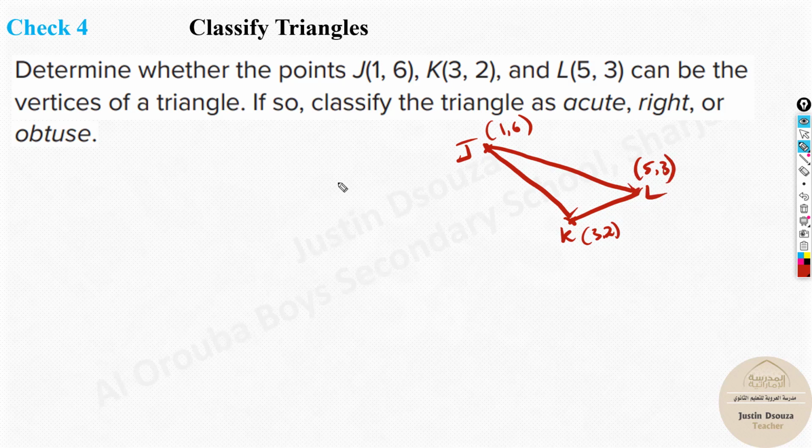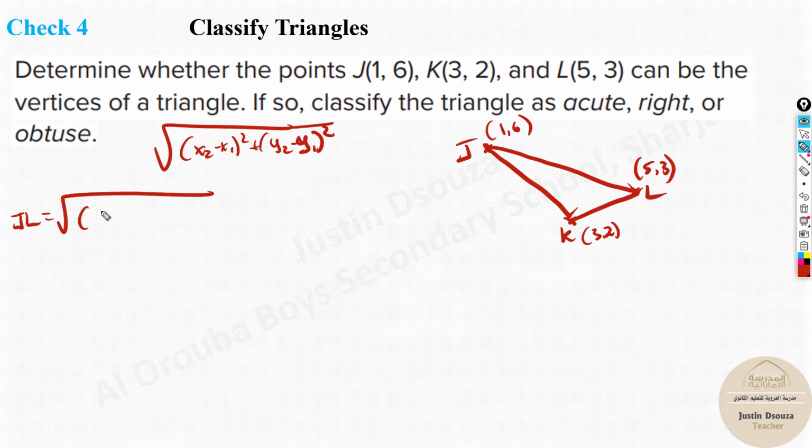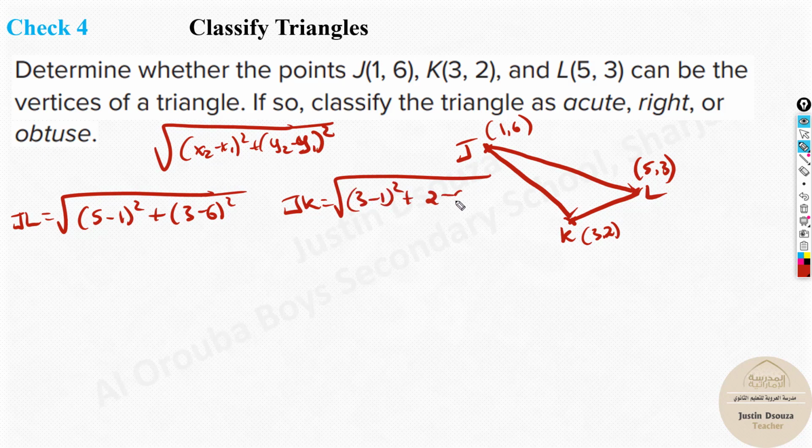Find the distances. How do we find the distance? From the formula: square root of x2 minus x1 the whole square plus y2 minus y1 the whole square. You must remember this distance formula. And now over here, I'll find JL first. JL equals square root of 5 minus 1 the whole square plus 3 minus 6 the whole square. I'll write for all the three cases. After JL, I'll go with JK. JK is equal to square root of 3 minus 1 the whole square plus 2 minus 6 the whole square.